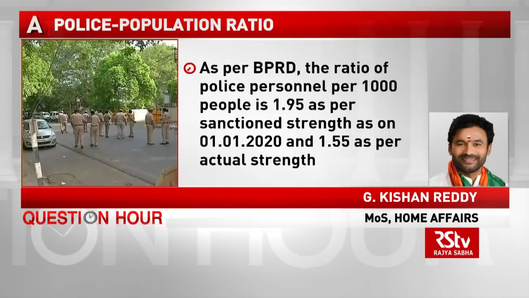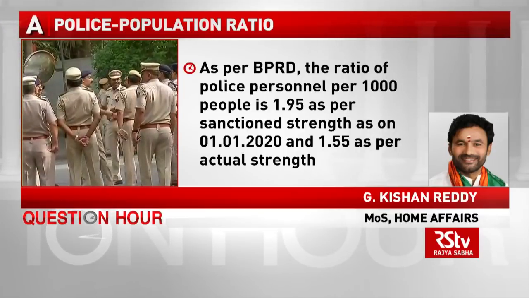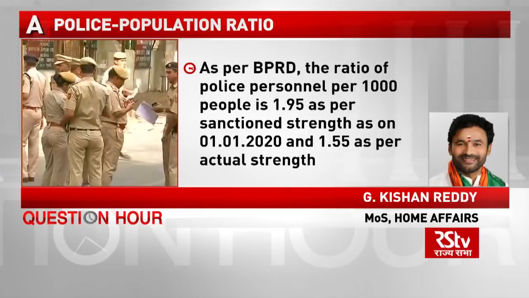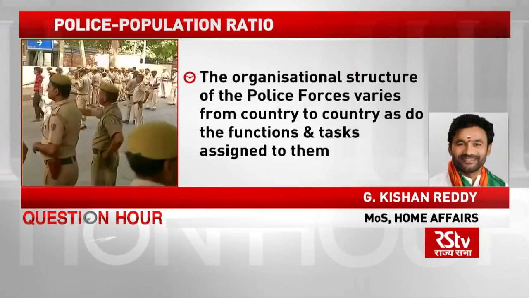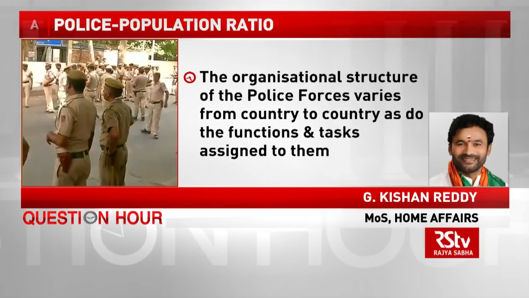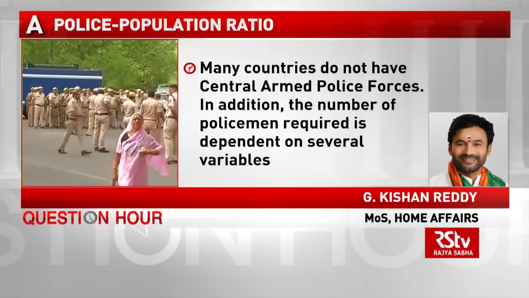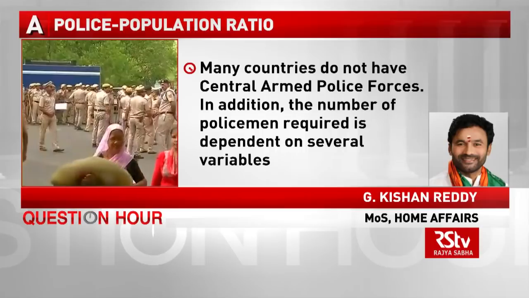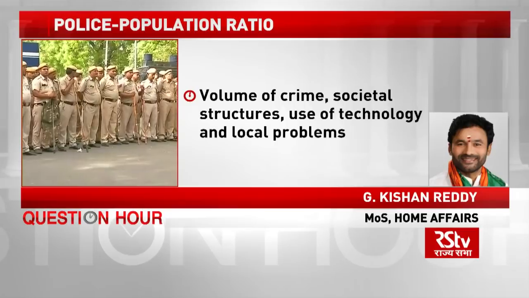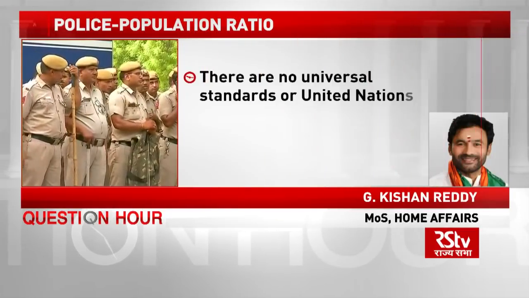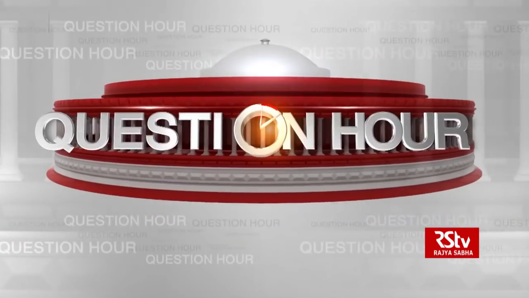ratio of police personnel per 1,000 people is 1.95 as per sanctioned strength as on 1st of January 2020 and 1.55 as per the actual strength. The organizational structure of police forces varies from country to country, as do the functions and tasks assigned to them. Many countries do not have central armed police force. In addition, the number of policemen required is dependent on several variables like volume of crime, societal structure, use of technology and local problems. There are no universal standards or United Nations recommendations to assess the optimal level of police force in a country. Police reform is an ongoing process.